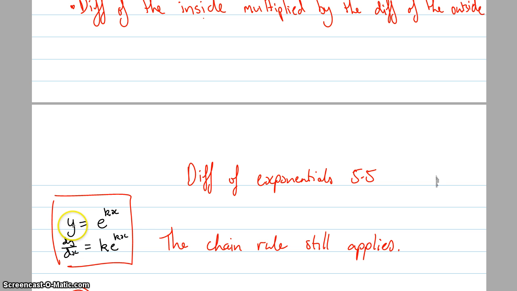If you've got an exponential, y equals, say, e to the kx, where k is just a constant, the derivative of this exponential is just k, the constant, or the derivative of the top, multiplied by e to the kx. So the actual power doesn't change in any way. If it was e to the kx before, it remains e to the kx. We've just multiplied by the derivative of the power. I'll show you some examples in a second. The other thing I will mention is that the chain rule still applies in this case.